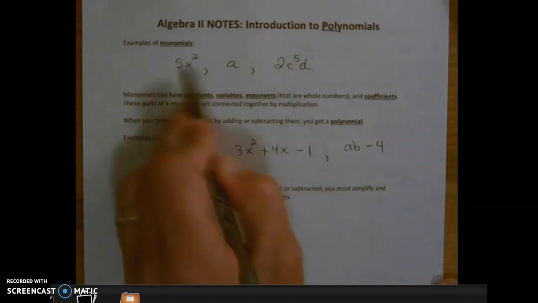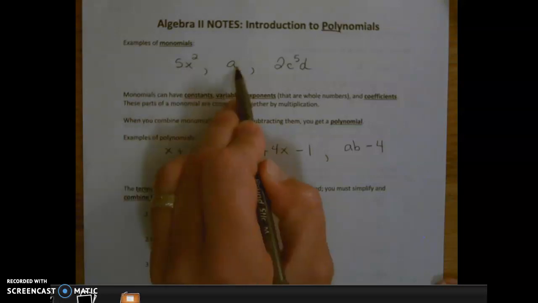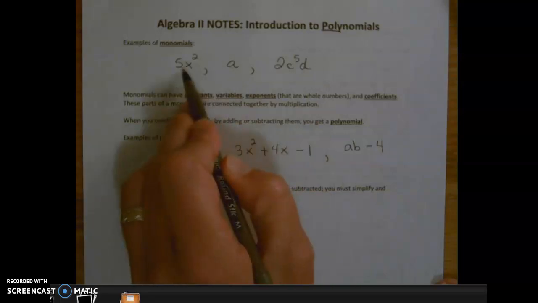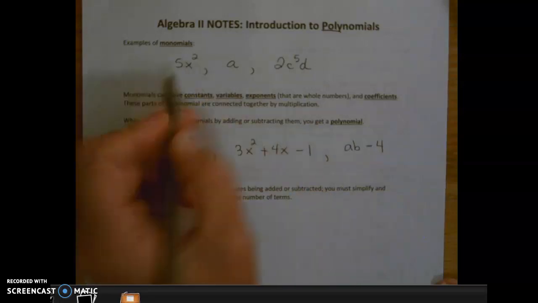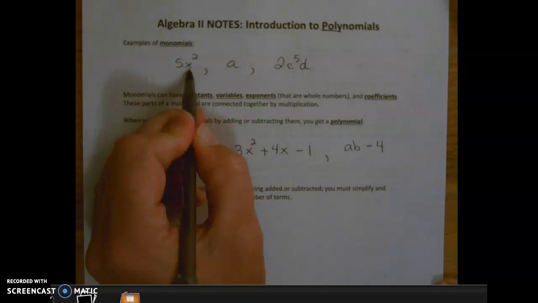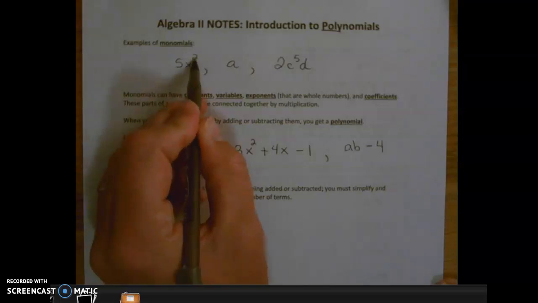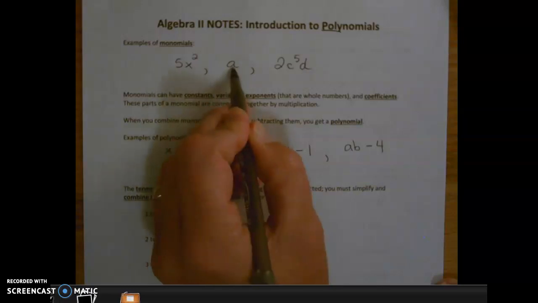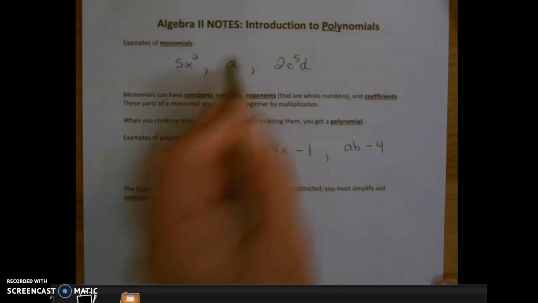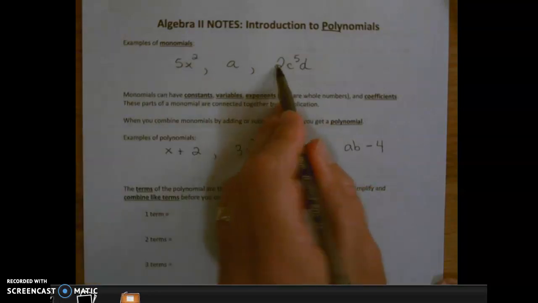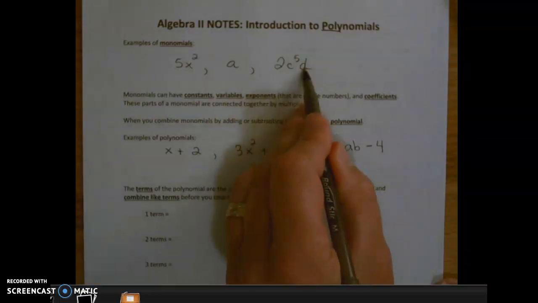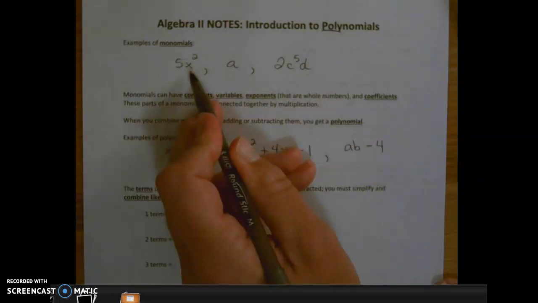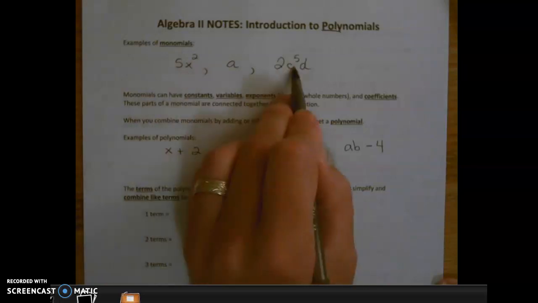Notice in each term, there's no adding or subtracting. That is key. There's only multiplication. Okay, so we have a coefficient, we have a variable, we have an exponent. The coefficient on this one would be the 1, the variable, and the exponent in this case would be a 1. Coefficient, variable, exponent, variable, exponent. So these are examples of a monomial. There's no adding or subtracting involved.